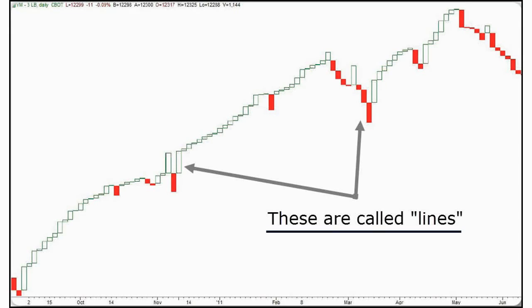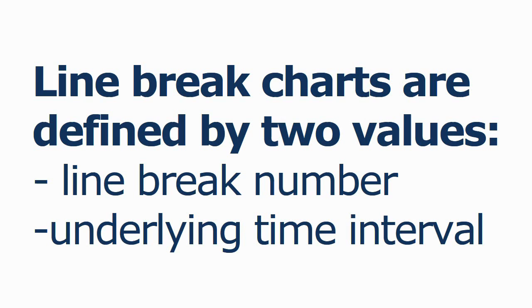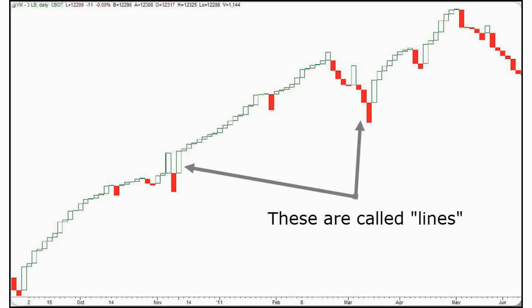Notice that whenever we have consecutive white lines, each line has a higher close than the previous one. When we have consecutive red lines, each line has a lower close than the previous line. Line break charts are defined by 2 values, the line break number and the underlying time interval. These values are used in the construction of the line break chart. The chart we have here is a 3 line break chart of the daily YM.